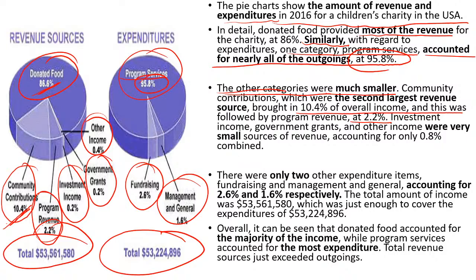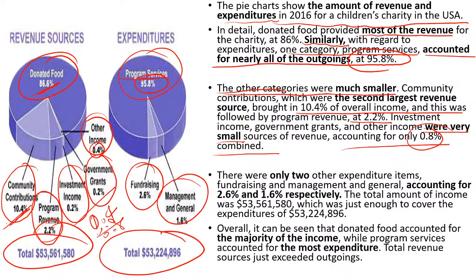Investment income, government grants and other incomes were very small. These are 0.2%, 0.2% and 0.4%. So these sources of revenue account for only 0.8% combined. Why is it 0.8%? Because 0.2% plus 0.2% plus 0.4% is 0.8%. So that's why we have written 0.8% rather than writing them in separate paragraphs.